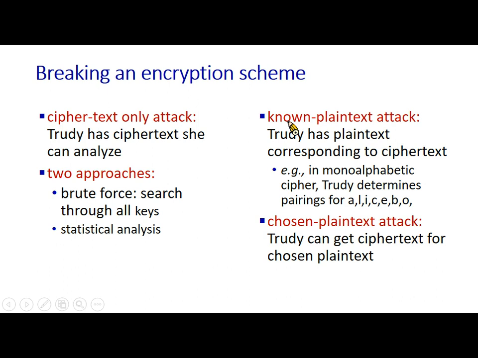The other one is the known-plaintext attack. Trudy has plaintext and the corresponding ciphertext, for example in a monoalphabetic cipher, where Trudy determines the pairings for letters like A to L, B to O. Then there is the chosen-plaintext attack: you choose the plaintext, and Trudy can get the ciphertext for the chosen plaintext.